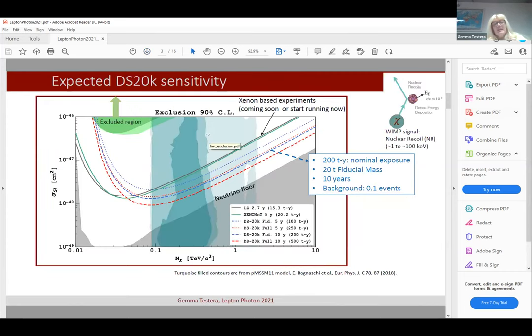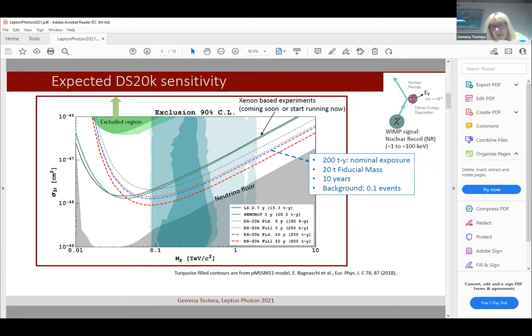The expected sensitivity of the DarkSide-20k detector is shown here in this slide. You see in this plot, in the usual plane, mass versus cross-section, the green region is the bottom corner of the region which is actually excluded by the existing experiments. And you see, by several lines, the expected sensitivity of DarkSide-20k. The blue dashed line is the nominal run with 200 tons per year, with the analysis in the fiducial volume only, under our background design goal, which is of the order of 0.1 events of background in the dark matter search region.